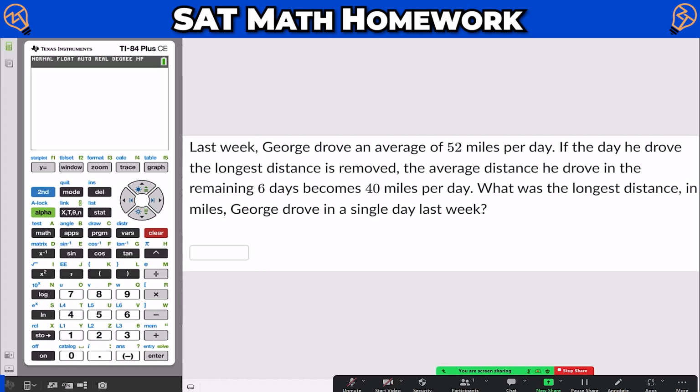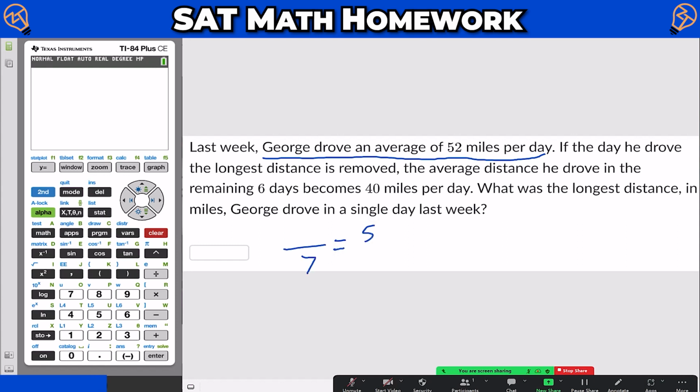So I personally am a big fan of questions that have to do with averages. So it talks about the fact that the average distance last week for George was 52 miles per day. Now we know when we're talking about a week, it's 7 days. And the way you find an average is you add up all the miles in this specific scenario and divide by 7 to get the average miles per day.